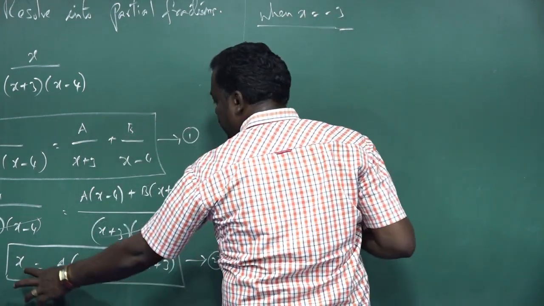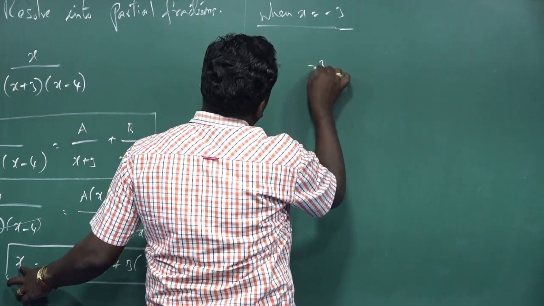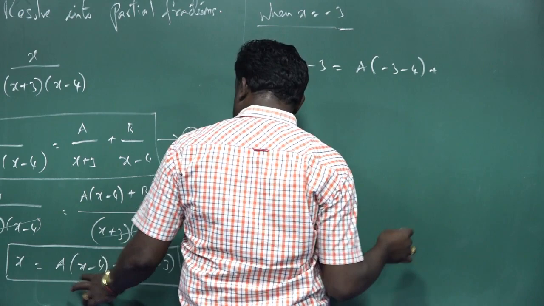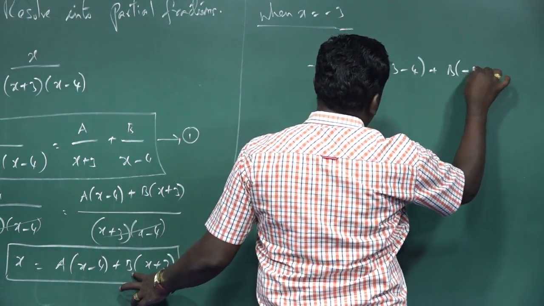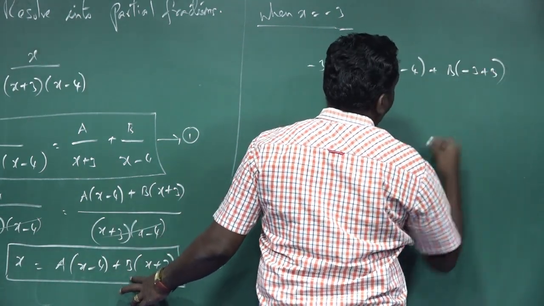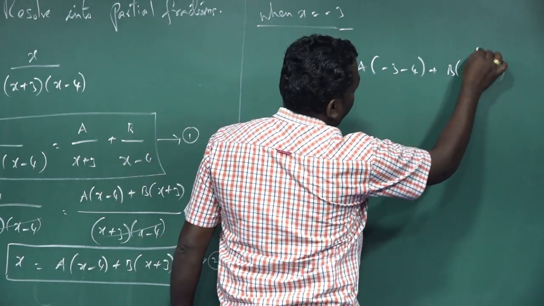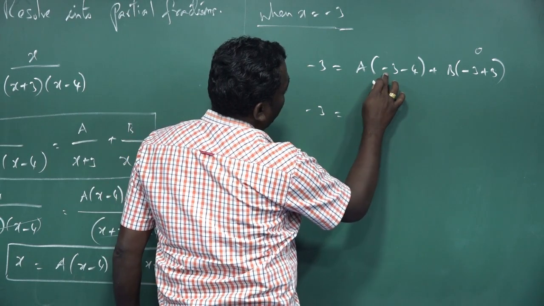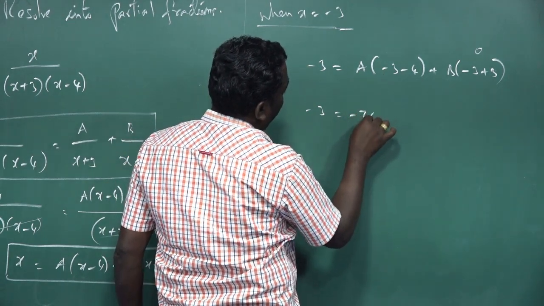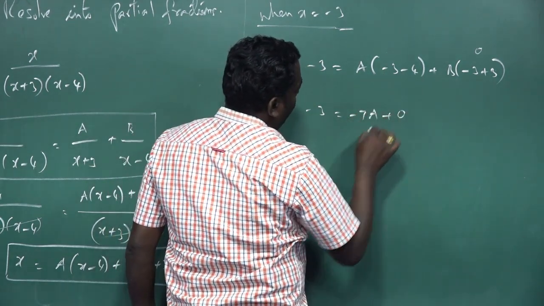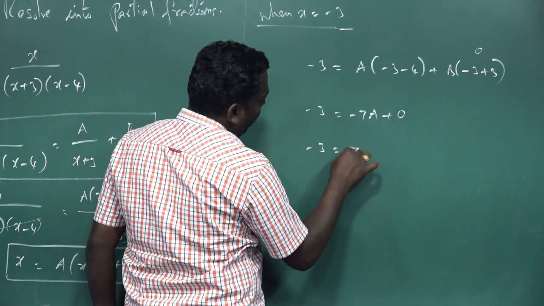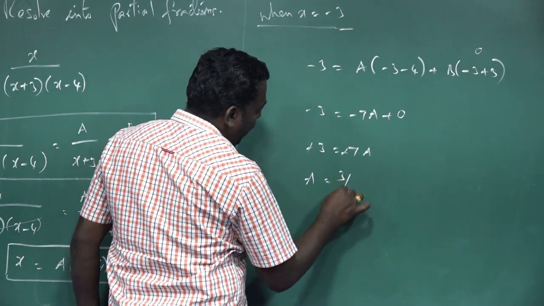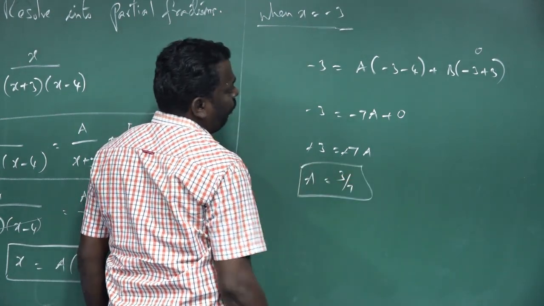Therefore, left hand side x equals minus 3. So minus 3 is equal to a into minus 3 minus 4 plus b into minus 3 plus 3. Minus 3 plus 3 is 0, so the second term is fully 0. Minus 3 is equal to minus 3 minus 4, that is minus 7 a. Therefore minus 3 is equal to minus 7a, so a is equal to 3 by 7.